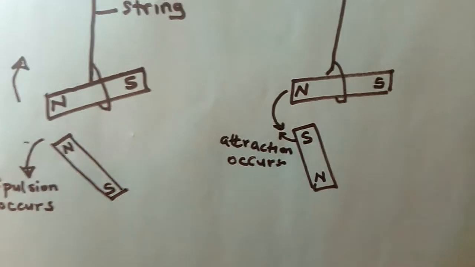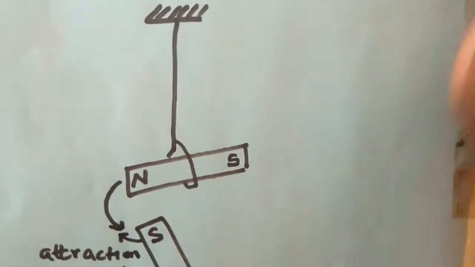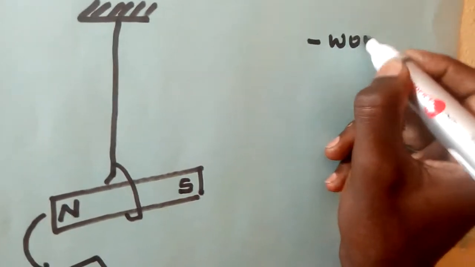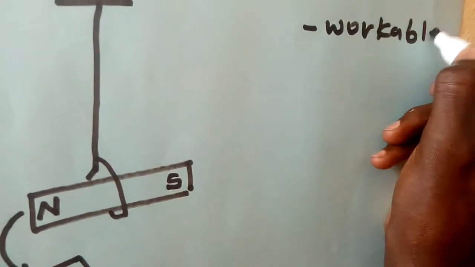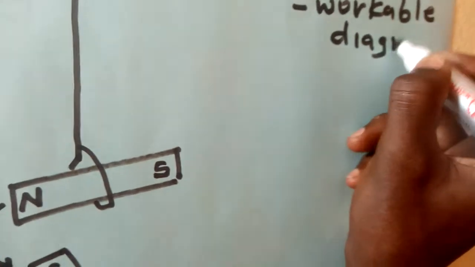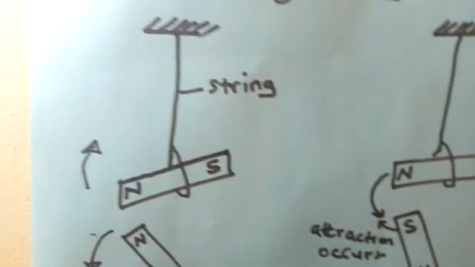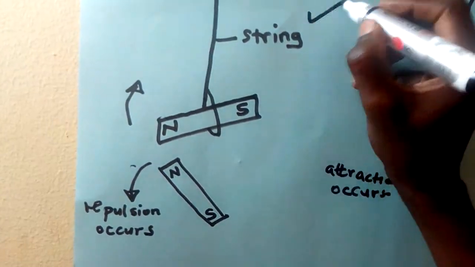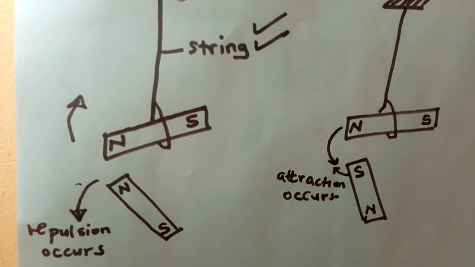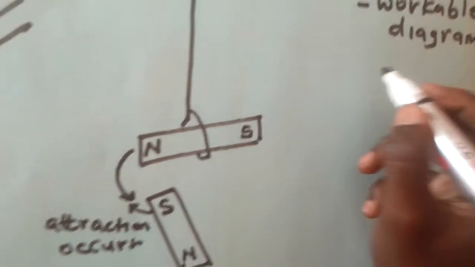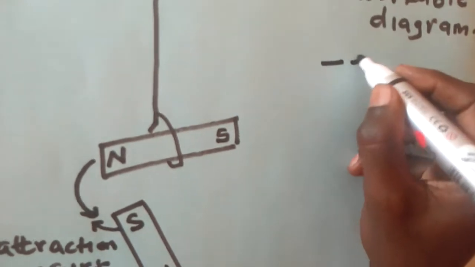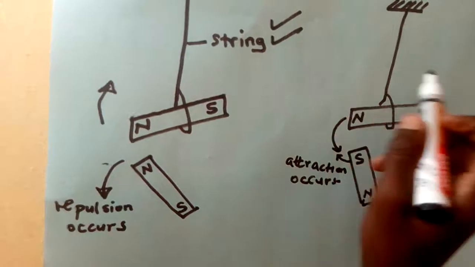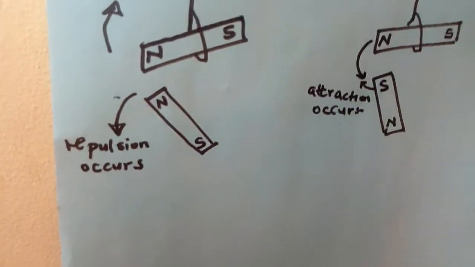So this is what we call a workable diagram. Remember what I told you, that the first thing when you are describing an experiment, one, you should have a workable diagram. Workable here means very accurate and properly named. So here you will get the marks for the workable diagram. The next thing is you must explain. Explain what you mean by this diagram.